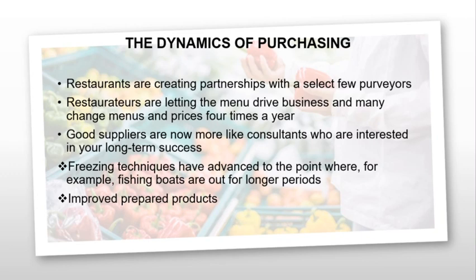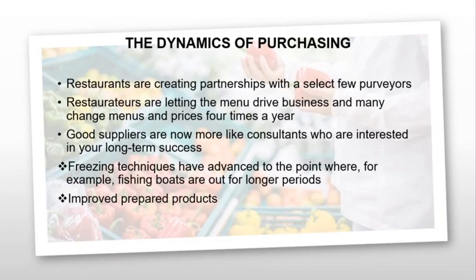The next one is the dynamics of purchasing. Okay, kalau you tengok sini, restaurants are creating partnerships with a select few purveyors. Okay, maksudnya kenapa penting bila dalam sesuatu restoran tu dia nak buat pembelian, dia mesti ada creating partnership. Maksudnya you kena create, kita panggil hubungan. Partnership ni hubungan antara pembeli iaitu kita lah, owner restoran, dan a few purveyors. Purveyors tu maksudnya supplier.